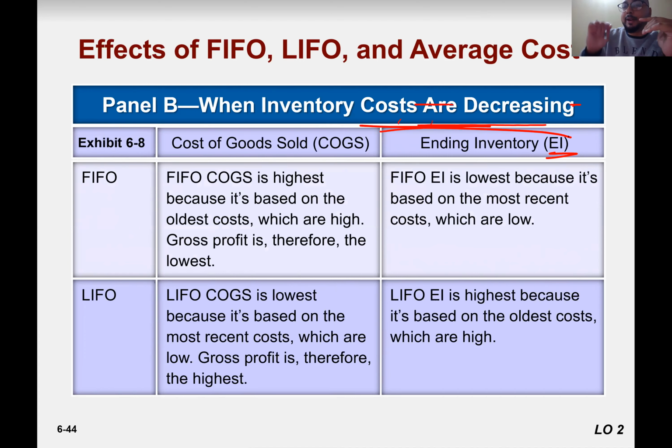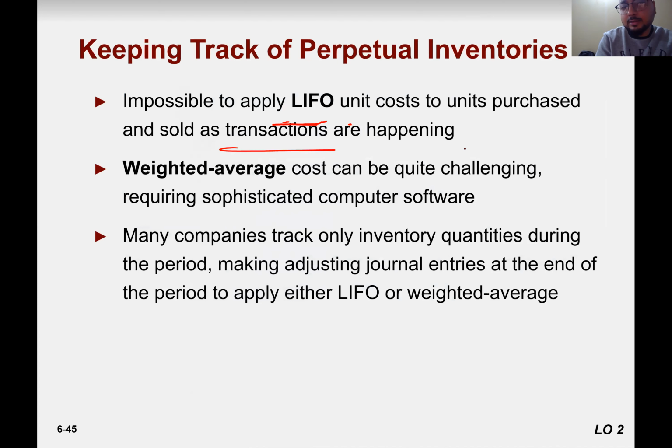Now, keeping track of the perpetual inventory system. It is impossible to apply LIFO unit cost to units purchased and sold as each transaction happens. We cannot apply LIFO in a perpetual inventory system because it is impossible to apply LIFO on a unit-to-unit basis, because purchasing and selling are happening at the same time. It's going to be very hard for us. So LIFO is more of a periodic inventory-based system.